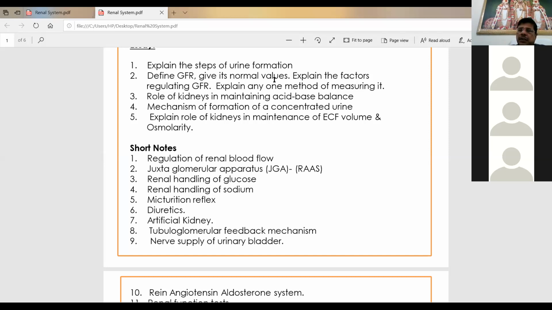Problem when you use inulin is you have to give a continuous intravenous infusion to maintain the plasma level of inulin concentration constant. So to overcome this, they use one substance called creatinine. So creatinine clearance is what is used in the lab. So they measure the urinary creatinine and plasma creatinine, and by that they are going to do the measurement of GFR. And role of kidneys in maintenance of acid-base balance.